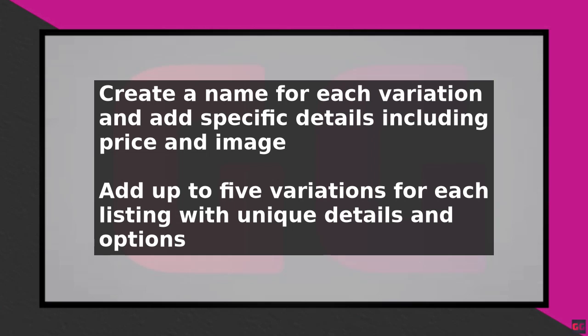For example, a larger size or a more expensive material may cost more than a smaller size or less expensive material. Once you have added all of your variations, review your listing to make sure everything is accurate and complete. Make sure to include clear and concise descriptions, high-quality images, and competitive pricing to attract buyers and increase sales.